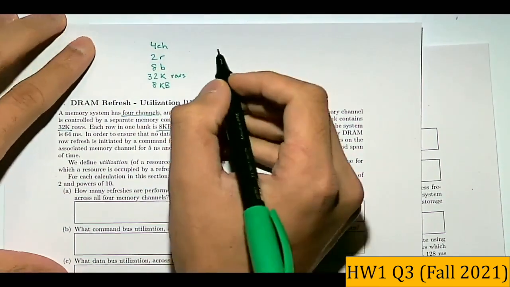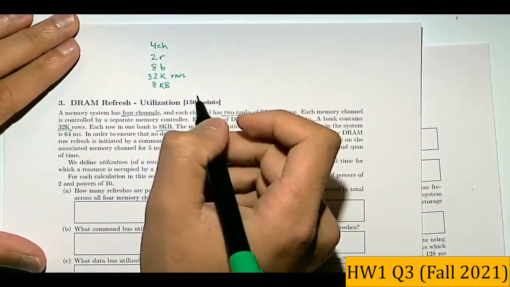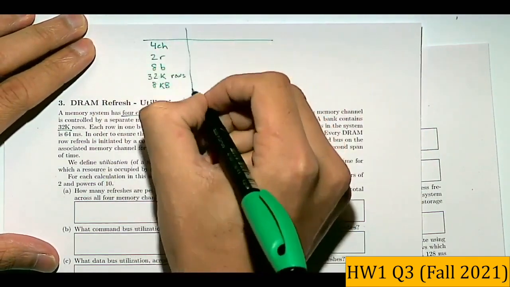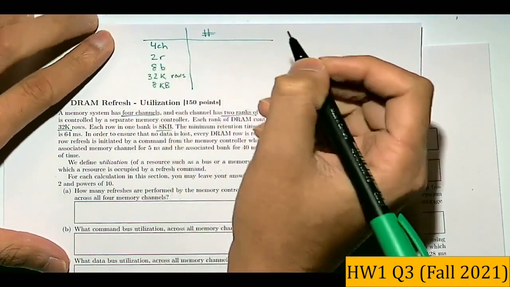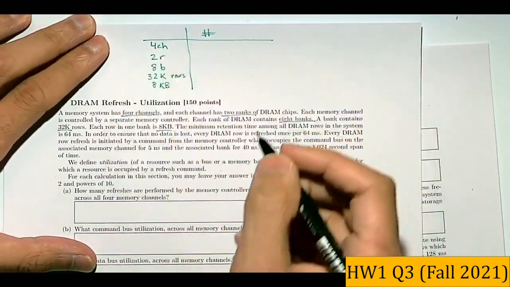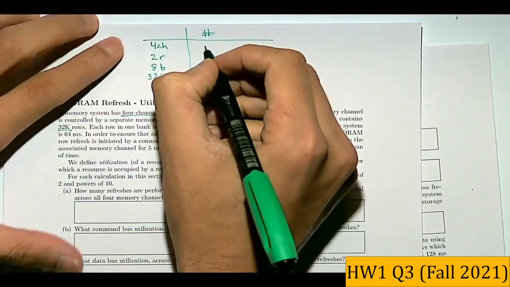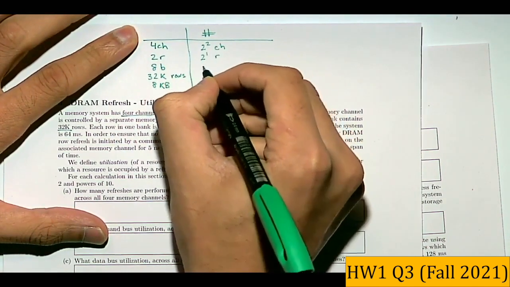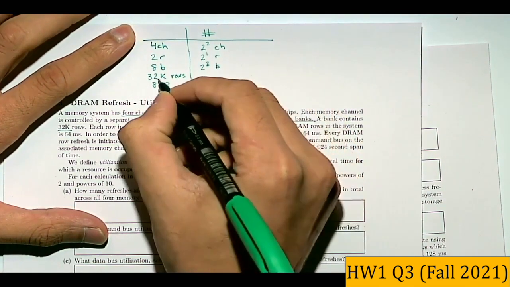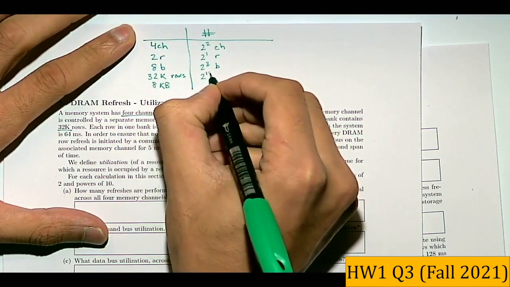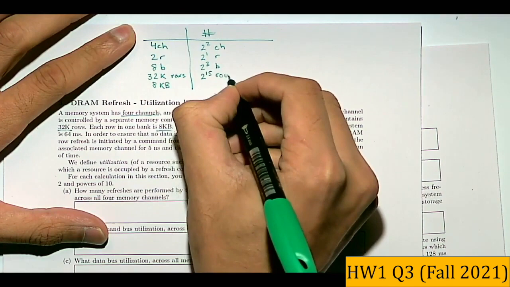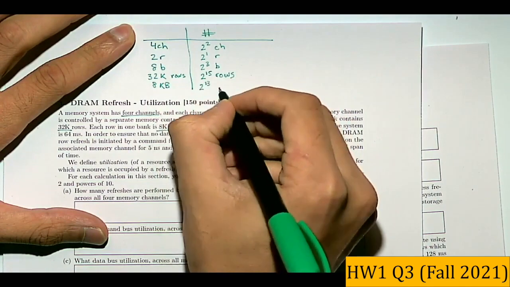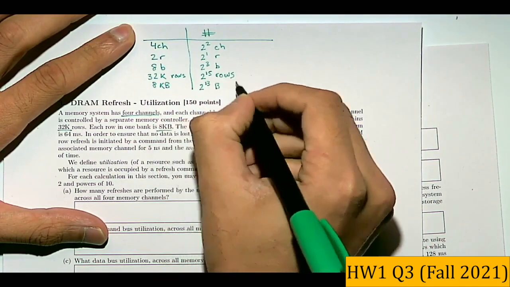I'm just going to quickly enumerate how many of each of these we have in the system, because we're going to use that throughout the rest of the question. If I quickly make a table of these, let's just convert these to powers of 2 first, because we're going to have to do a bunch of calculations with these. So we have 2 to the 2 channels, 2 to the 1 ranks, 2 to the 3 banks. 32K here would be 2 to the 15 rows, and then we have 8 kilobytes of data per row, which is 2 to the 13 bytes.